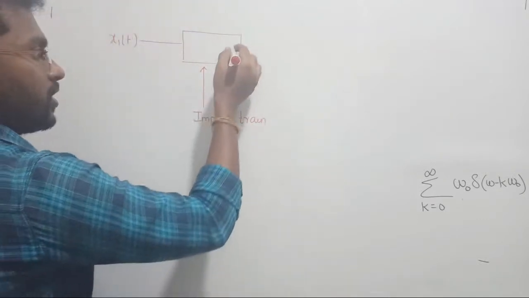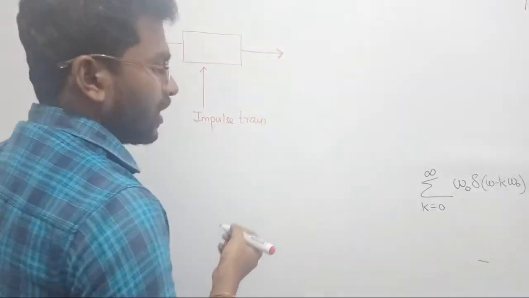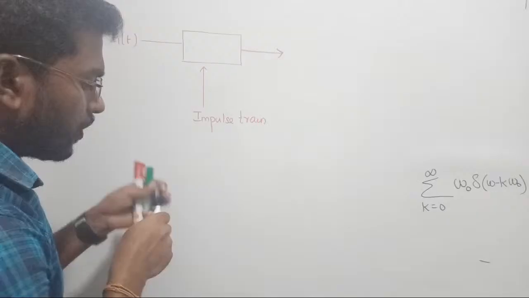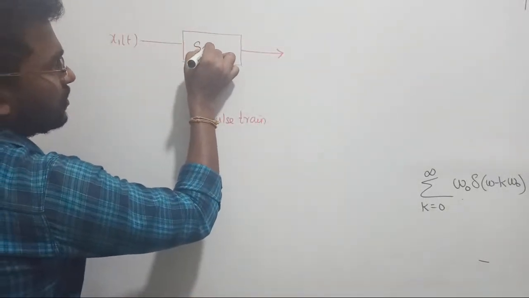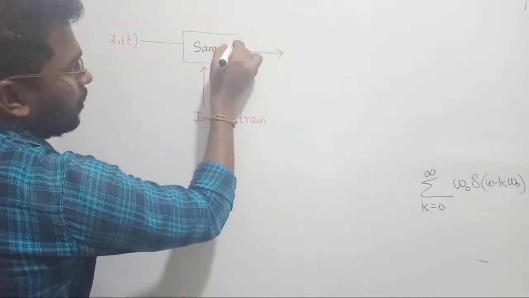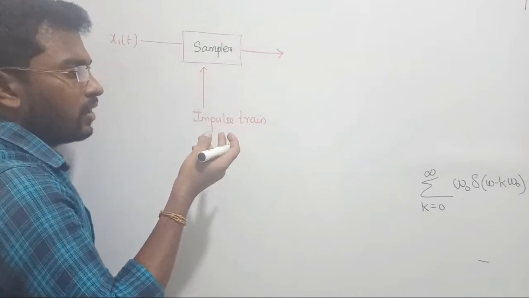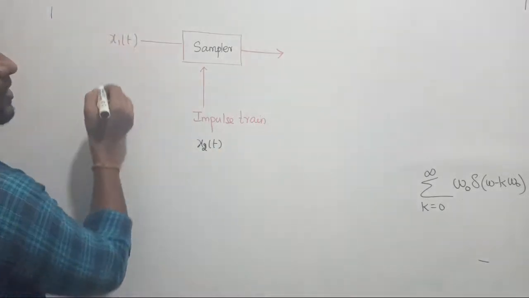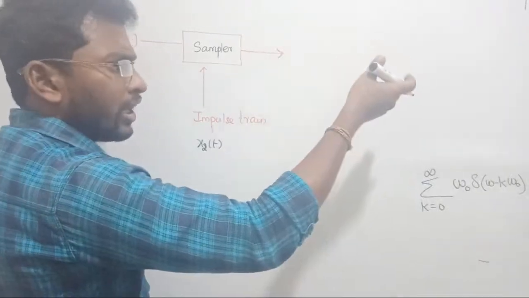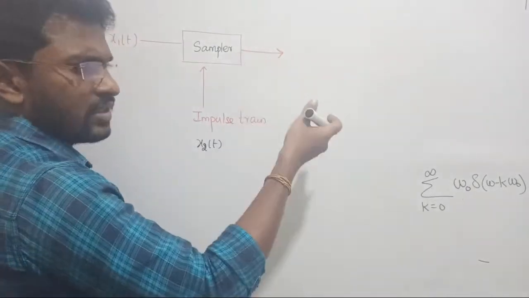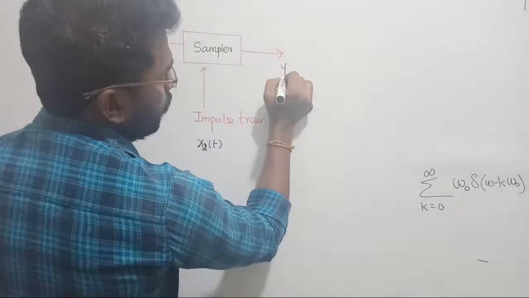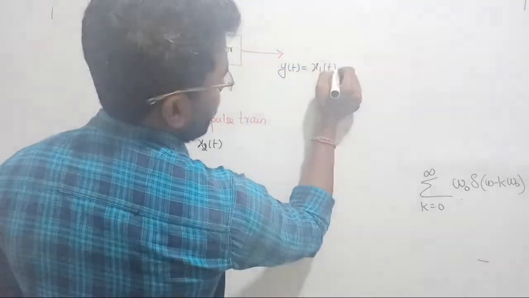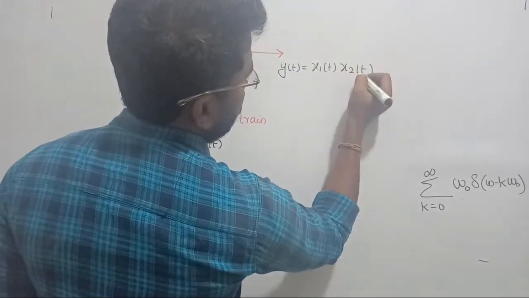When I am passing the impulse train through this system, in time domain your sampler is going to multiply these two signals. The purpose of the sampler is indirectly that of a multiplier. The signals we are passing are x2 of t, that is the impulse train, and x1 of t. About the LTI system I will talk later. First we will construct the signal and then we will take the recovery action. So the output of the function in time domain is simply the multiplication of x1 of t and x2 of t.